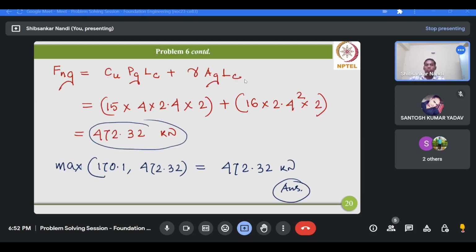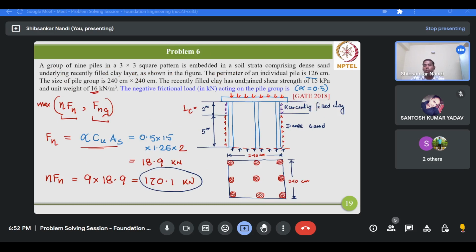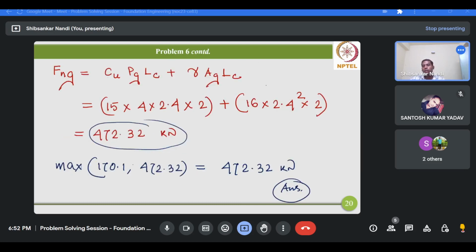However, for this problem where we have to report the negative frictional load acting on the pile group, we have to consider the maximum of these two values, which is 472.32 kilonewton.